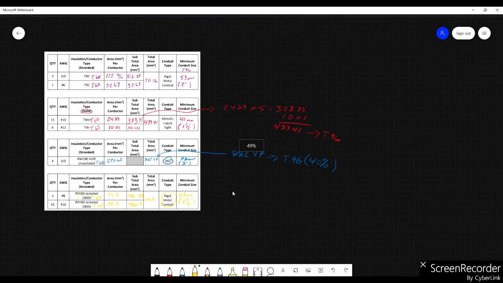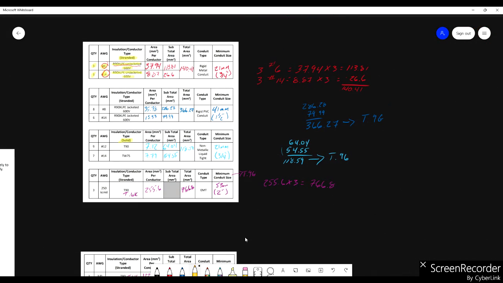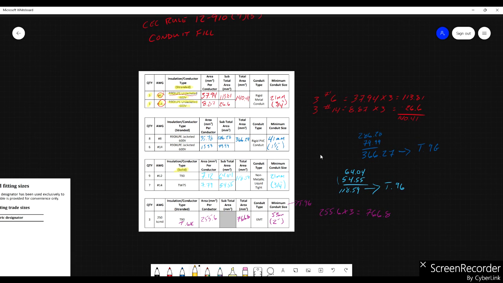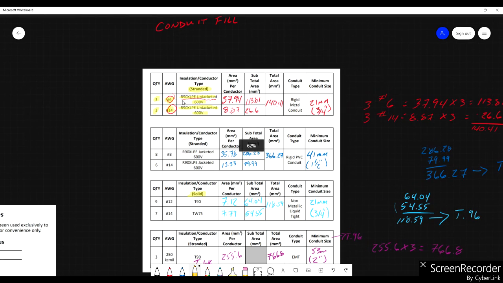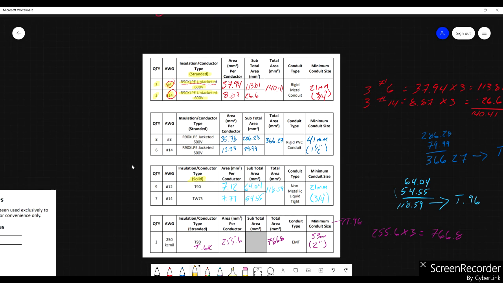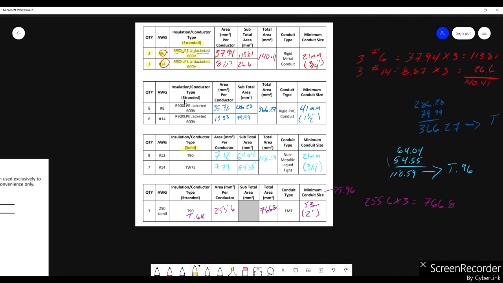Okay, so really that's all there is to it. It's not a complicated process. Probably one of the easiest things to do in this trade, conduit fill. But you just take those same steps, and again, the things that you really got to watch out for that would trip you up is, especially the first couple tables, it's very similar. It's either jacketed or unjacketed, or it's 600 volt or 1000 volt rated. And the other item that would possibly trip you up is stranded or solid. Other than that, the process is exactly the same.